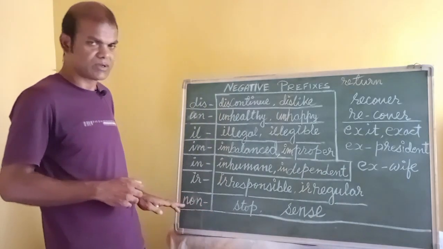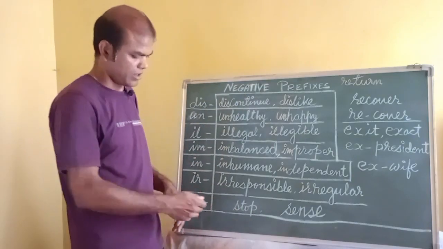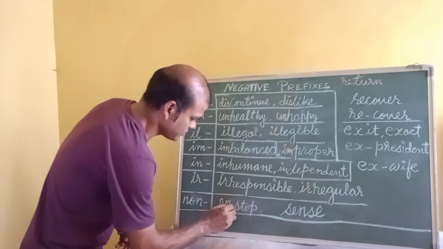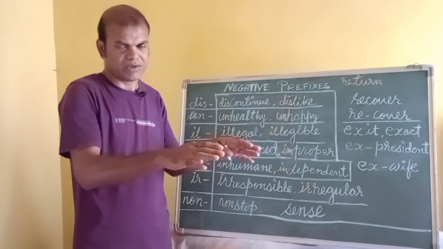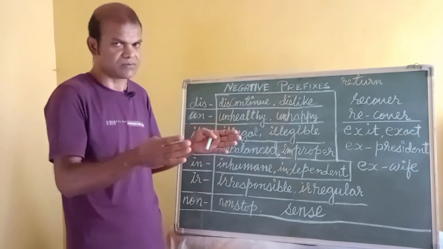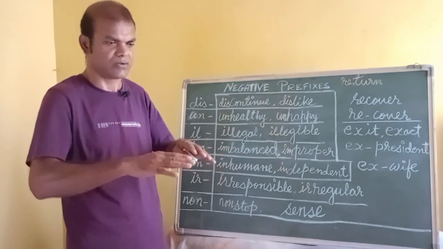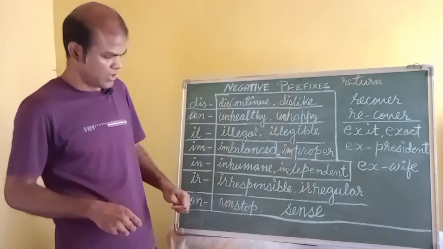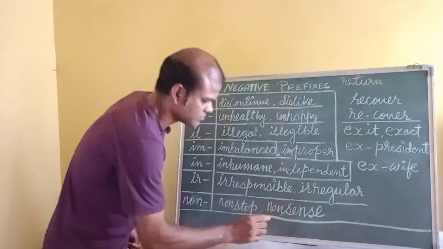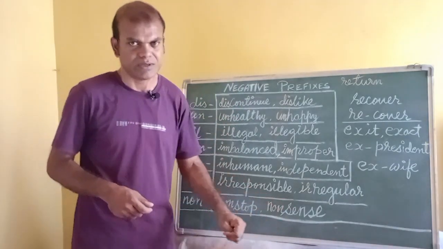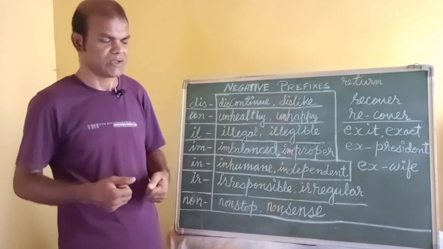Non, this also is a very common prefix used in English. Non-stop, we'll add non, we'll get non-stop. Now what is the meaning of non-stop? Stop means something is stopped. Non-stop means it is still going on, it is moving, without stopping. Sense, if we add non, we'll get nonsense. Nonsense means a person who says or does something which doesn't have any sense, that is known as nonsense.